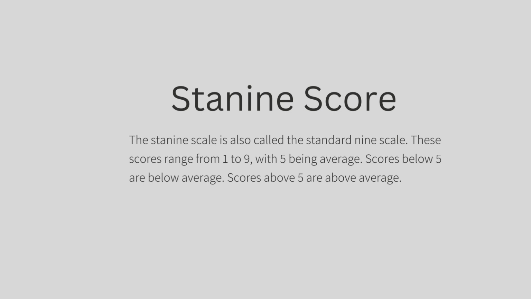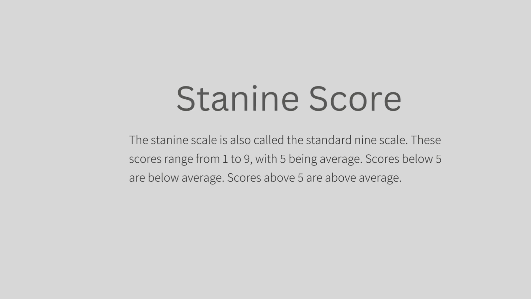We also have the STAN9 score. The STAN9 scale is also called the Standard 9 scale. These scores range from 1 to 9, with 5 being average. Scores below 5 are below average. Scores above 5 are above average. For instance, a STAN9 score of 1, 2, or 3 is below average, 4, 5, or 6 is average, and 7, 8, or 9 is above average. The STAN9 score shows the general level of achievement of a child: below average, average, or above average.